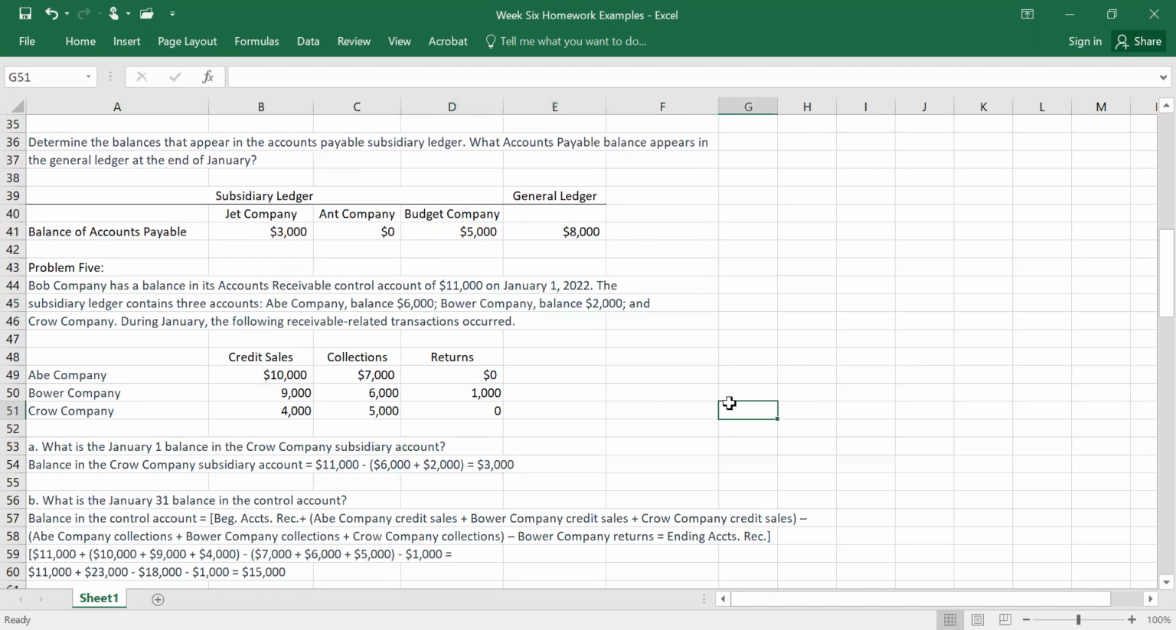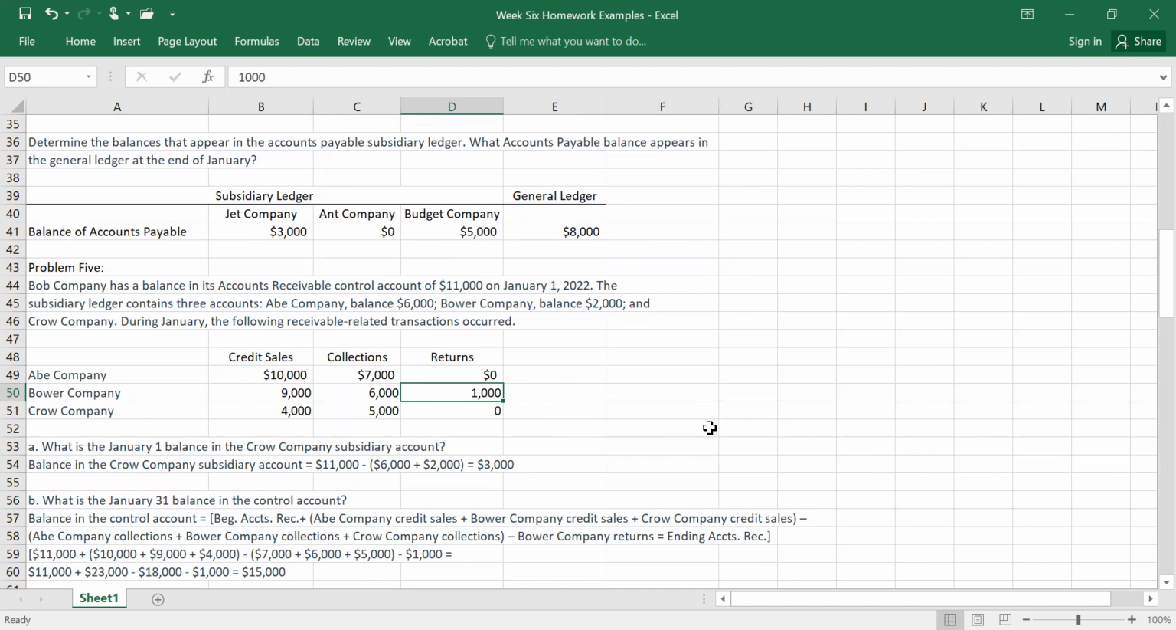During January, the following receivable-related transactions occurred. So these are the credit sales: Abe, 10,000, Bauer, 9,000, Crow Company, 4,000. These are the collections: 7,000 for Abe, Bauer, 6,000, and 5,000 for Crow. And we have 1 return for Bauer. So for question A, what is the January 1st balance in the Crow Company subsidiary account?